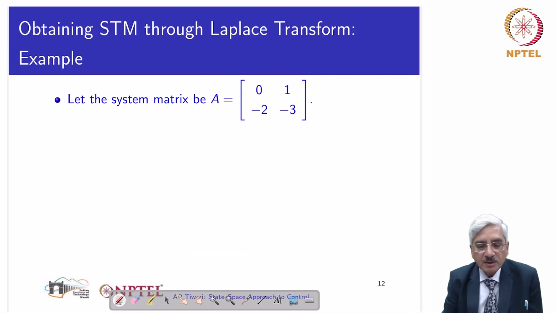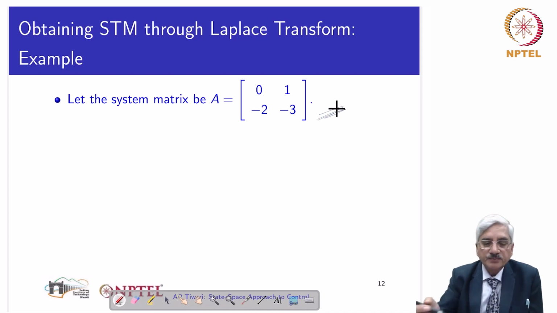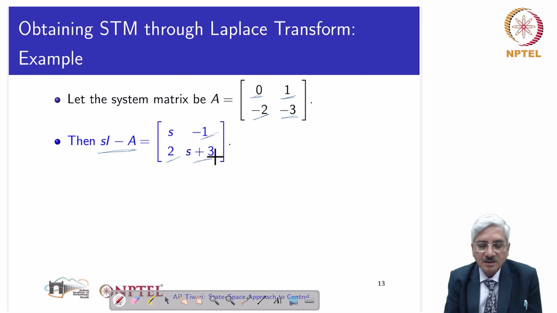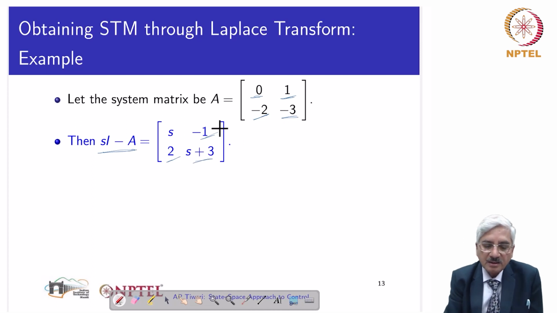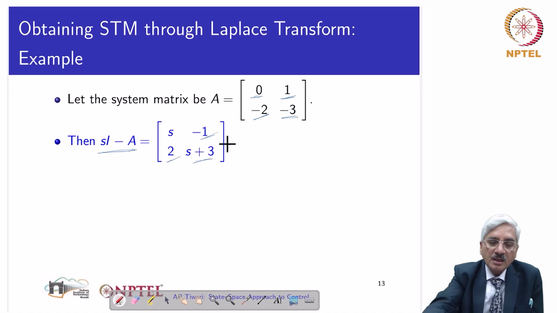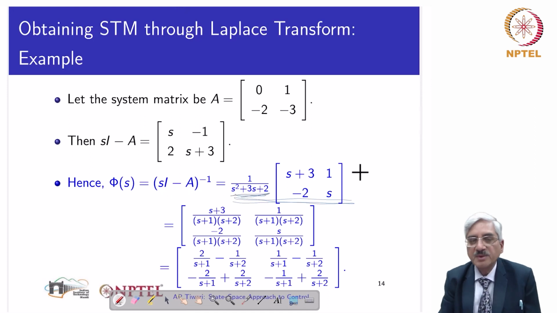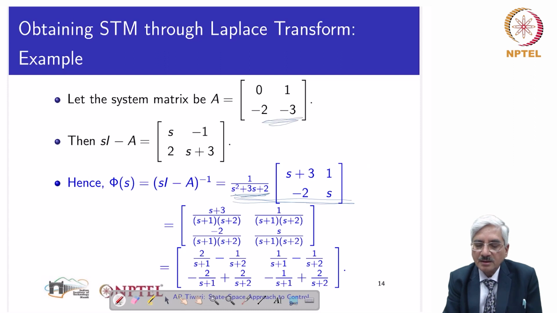So for an example, we consider A to be 0, 1, minus 2, minus 3, and in that case sI minus A will be s minus 0, which is s, and this minus 1, and this minus 2 becomes 2 after subtracting, and this gives s plus 3. So sI minus A gives s, minus 1, 2, s plus 3, and its inverse is obtained as this, where this is the determinant, s square plus 3s plus 2, in this case also its characteristic polynomial.